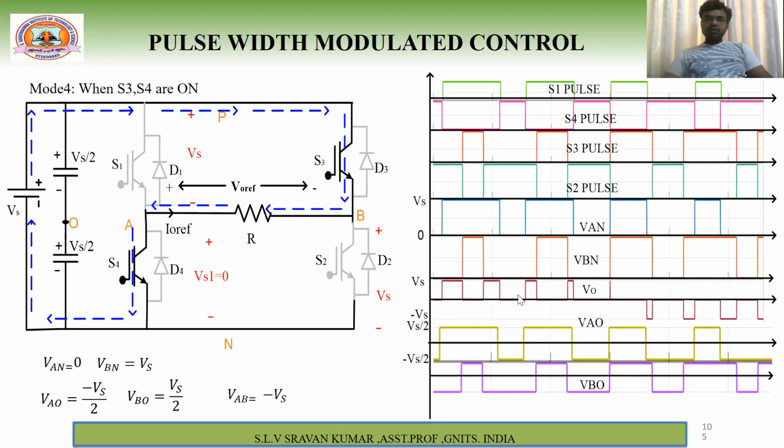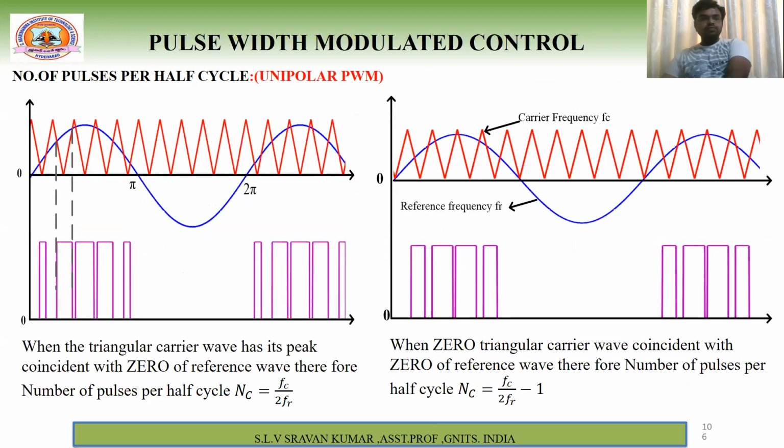Because of this, there is an advantage. Because of two pulses, the output frequency increases, THD is lower, and filter size is reduced. Right. So this is about why you are getting two pulses per half cycle, that is, the output frequency is twice that of the bipolar scheme. Okay. So next we will go for the next one.